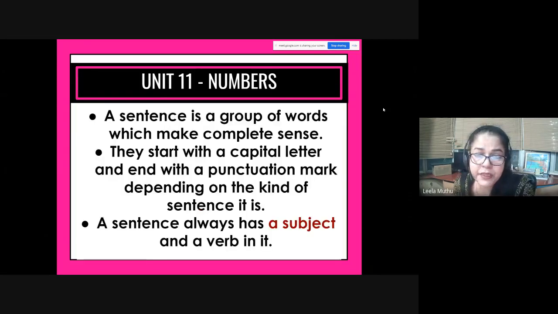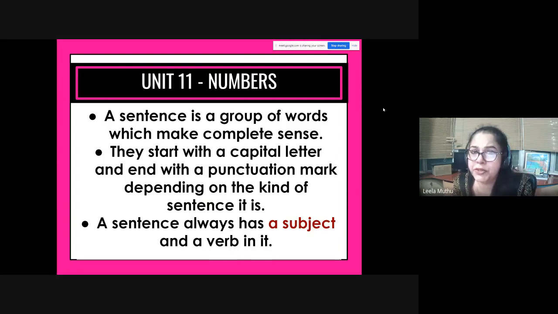Okay, so what is a sentence? A sentence you already learned. See, basically we are just going through everything that you already learned. Okay, so you have the sound base on which you're going to do the chapter, Unit 11 on numbers. So what is a sentence? A sentence is a group of words, okay, which make complete sense or express a complete thought. They start with a capital letter and they end with a full stop. Or, depending on the kind of sentence it is, they may end with a question mark or an exclamation mark. Okay, a punctuation mark. That's what we call it.